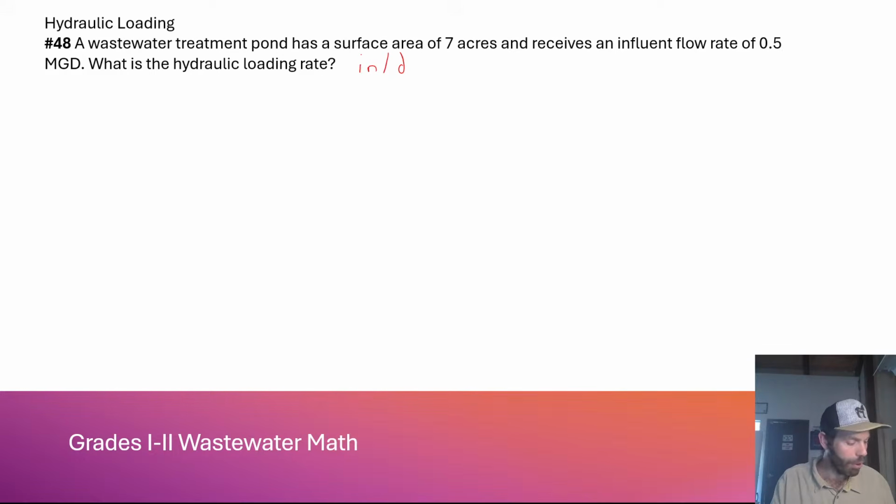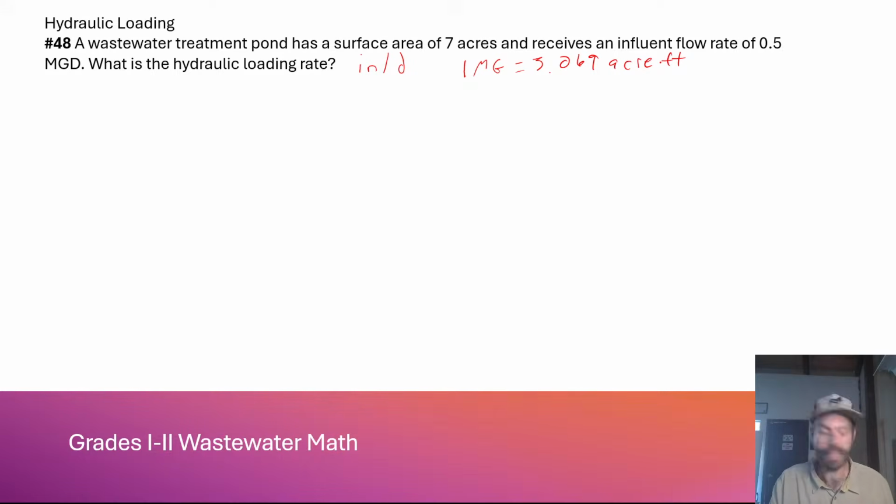So an important conversion, 1 mg or mgd, depending on what you're doing, is 3.069 acre feet. 3.069 acre feet in 1 mg and 3.069 acre feet per day in 1 mgd. That's what I'm trying to say.